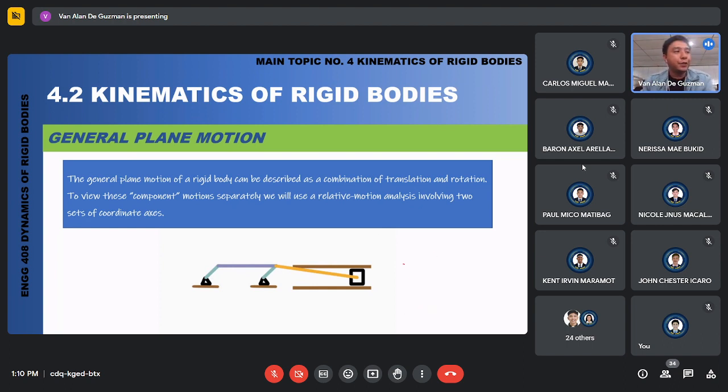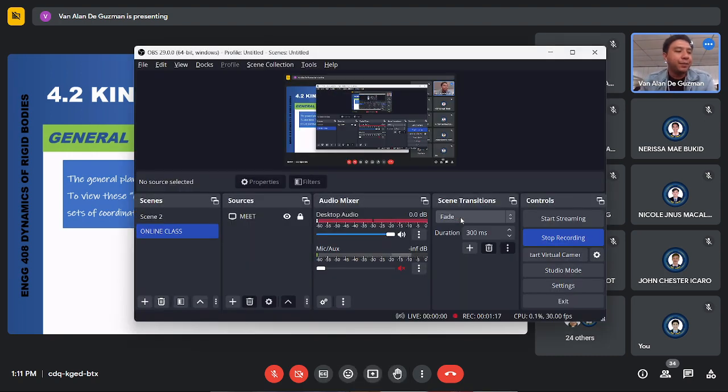So our lesson for today, we have itong ating general plane motion or yung ating general motion. So I said, general motion natin is the combination between translation and rotation. So to define, natin dito, the general plane motion of a rigid body can be described as a combination of translation and rotation. To view this component motion separately, we'll use relative motion analysis involving two sets of coordinate axes.